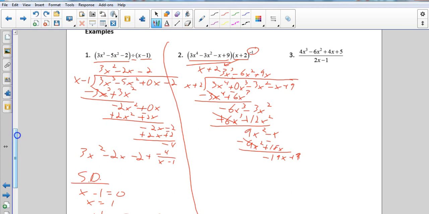What will give me negative 19x? Well, negative 19. Negative 19x. Negative 19 times 2. Alright. Negative 19 times 2 is negative 38. Change the signs, add, that gives me 47, and that's my remainder.